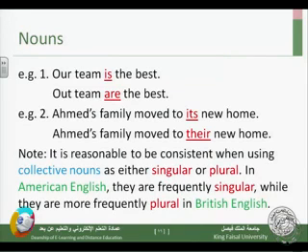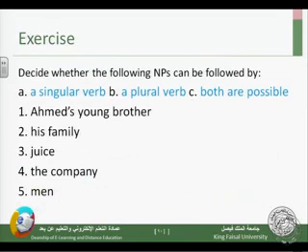In American English they are frequently singular. So American English, this is a regional difference. These nouns, collective nouns, are usually singular. So in American English we say our team is the best, while they are more frequently plural in British English. So in British English they are plural. You'll mostly hear our team are the best. So in American English they are singular, and in British English they are more frequently plural.